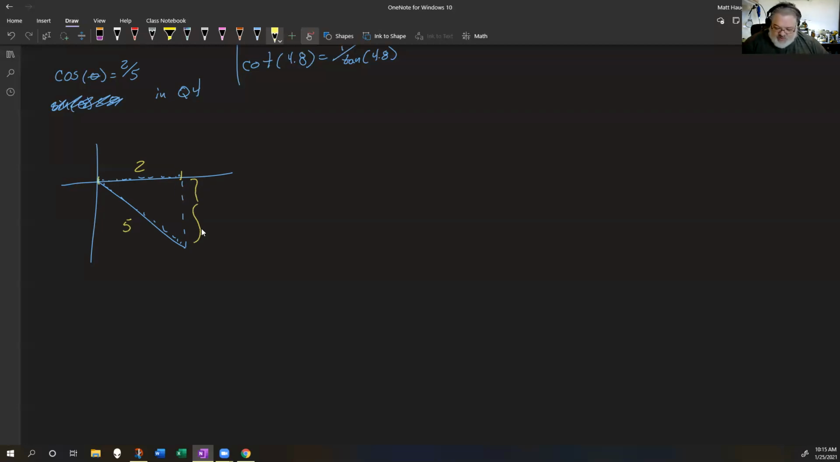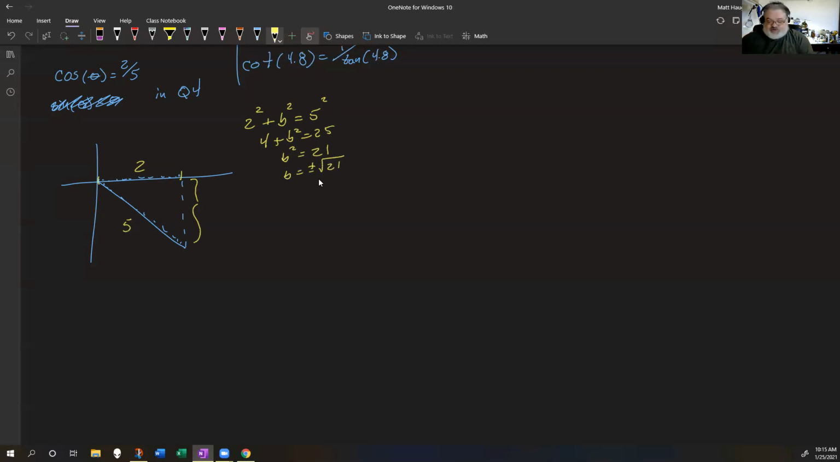Now, the relationship that we know between those sides is that the Pythagorean theorem should hold. So 2 squared plus b squared has to equal 5 squared. So 4 plus b squared is 25. So b squared is 21. So b is plus or minus the square root of 21.